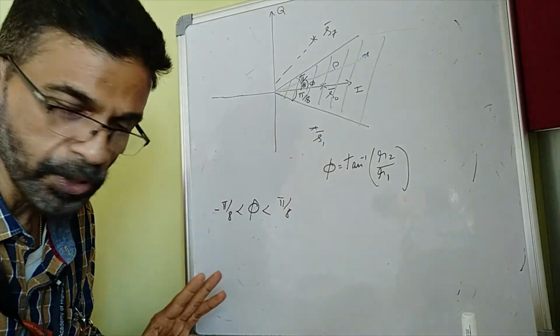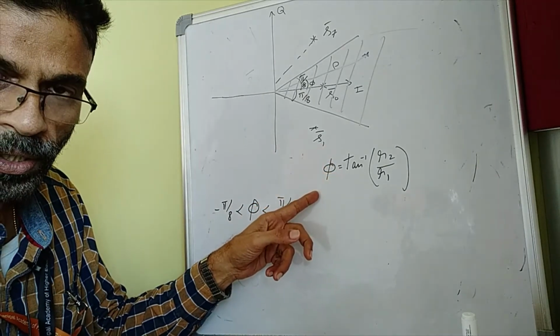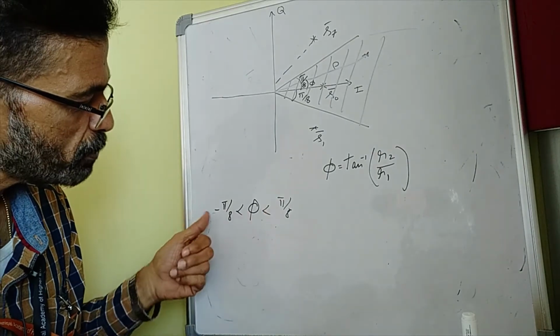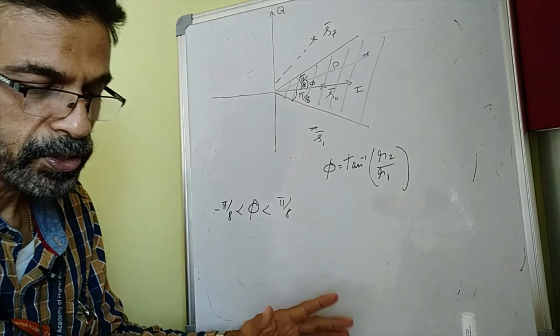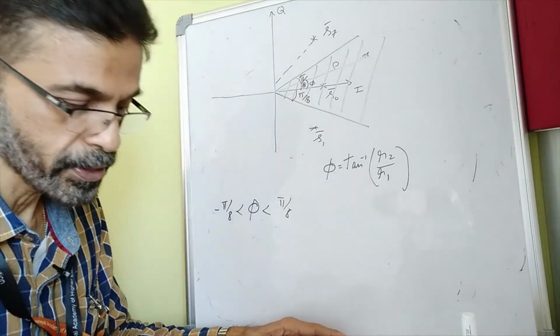It will have some distribution. If we could find out what is the distribution of phi, it's possible to find out the probability of phi lying between minus pi by 8 and pi by 8, and that gives us the probability that S naught t is transmitted or received, or S naught t is detected correctly.